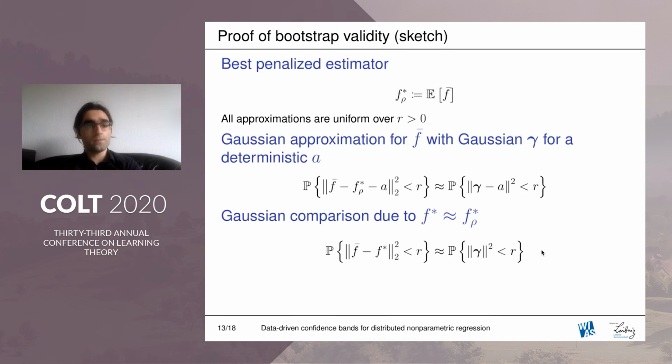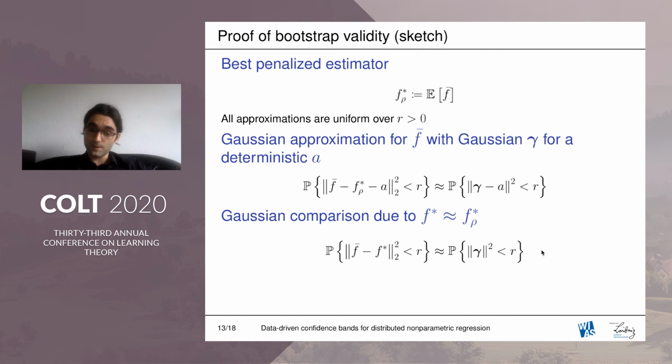A couple of words about the proof. First, consider the best penalized estimator, the one you would have theoretically arrived to if you had an infinite dataset. All approximations will be uniformly over positive radii of the balls. First, we do Gaussian approximation for f bar with Gaussian element gamma for some deterministic a. So we have ball on the left-hand side, ball on the right-hand side, but gamma is Gaussian. The next step is to do Gaussian comparison, leaving only the centered Gaussian element on the right-hand side. No, there is no a on the right-hand side. While on the left-hand side, we have f star, the true function, instead of the best penalized estimator.